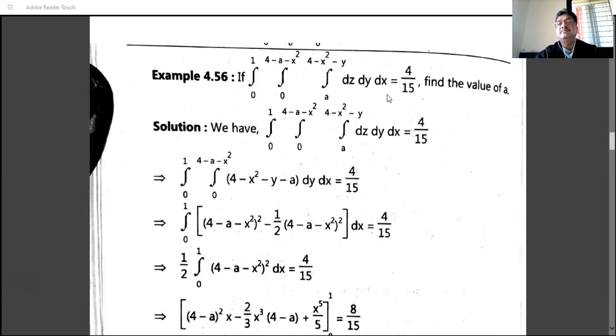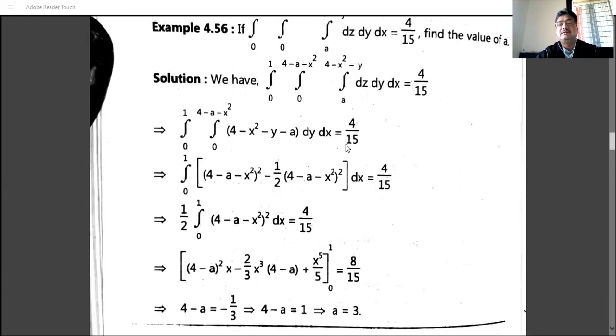The answer is given. So we integrate with respect to z first. Integration of 1 dz is z, and then the value at the upper limit and the value at the lower limit. So this is the value at the upper limit, and this is the value at the lower limit, minus a, dy dx.